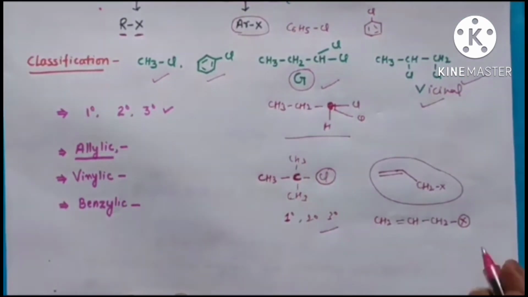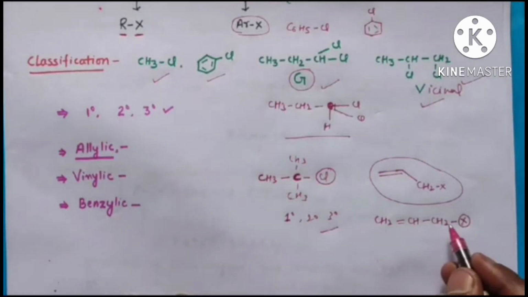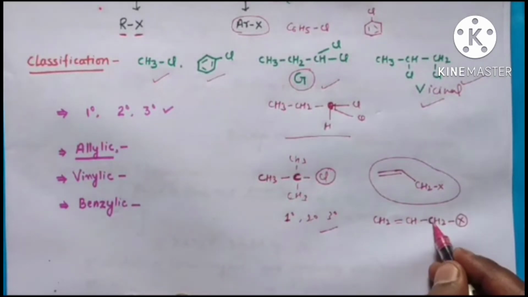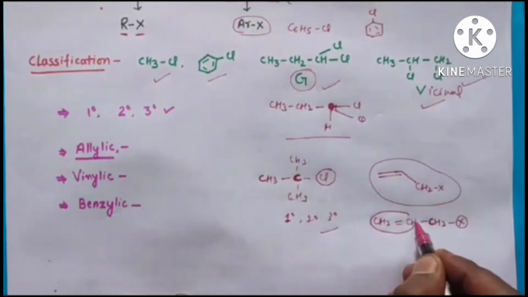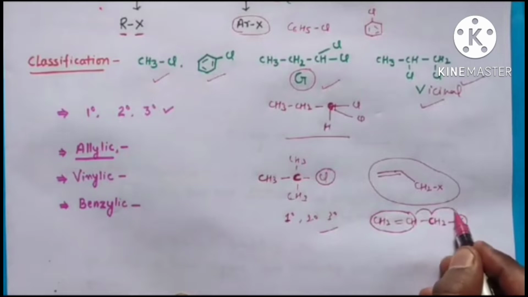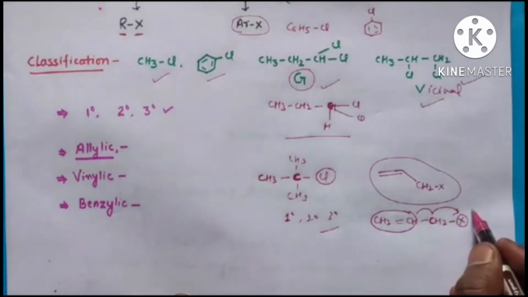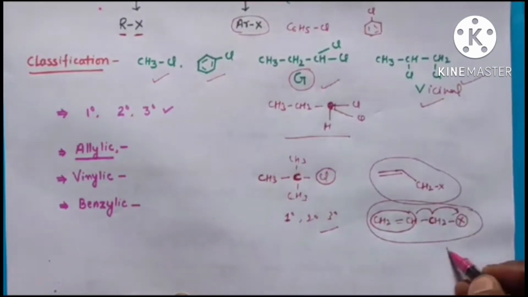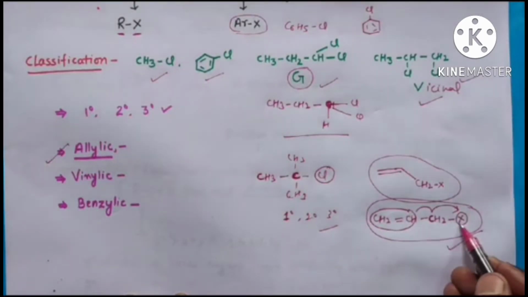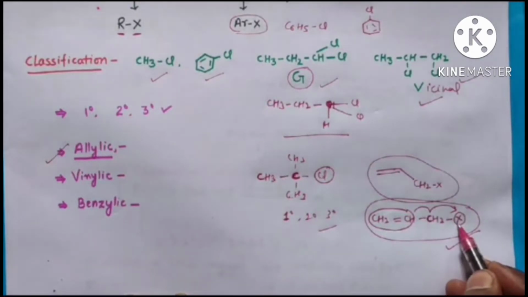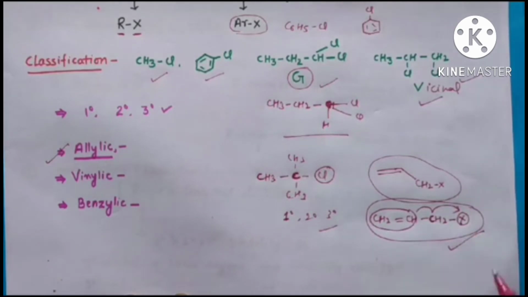So if the halogen atom is attached to that carbon, this is the carbon next to the double bonded carbon. तो जो भी डबल बॉन्डेड कार्बन है उसके नेक्स्ट वाले कार्बन पे अगर हैलोजन अटैच है, so such type of compounds and halides are known as allylic halides. Similarly, you can place oxygen here. So this is allylic alcohol. If this is halogen, this is allylic halides.